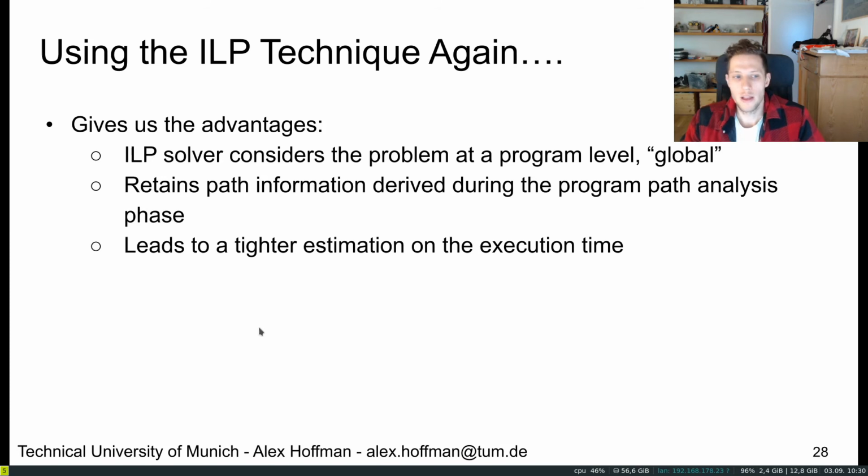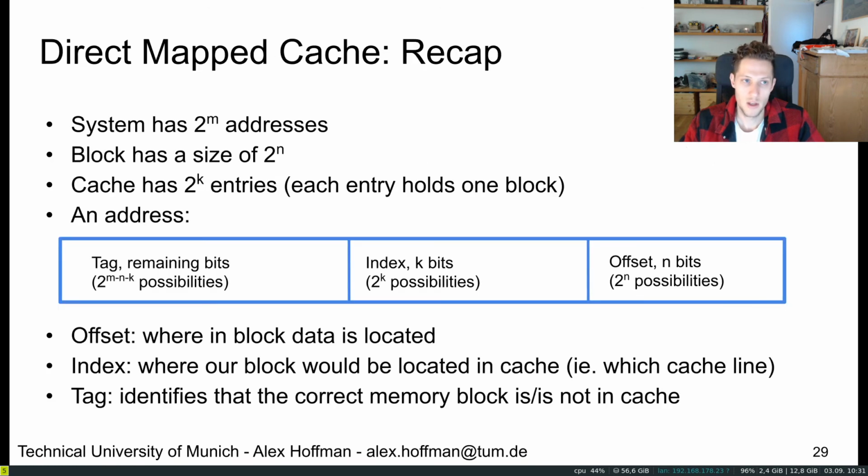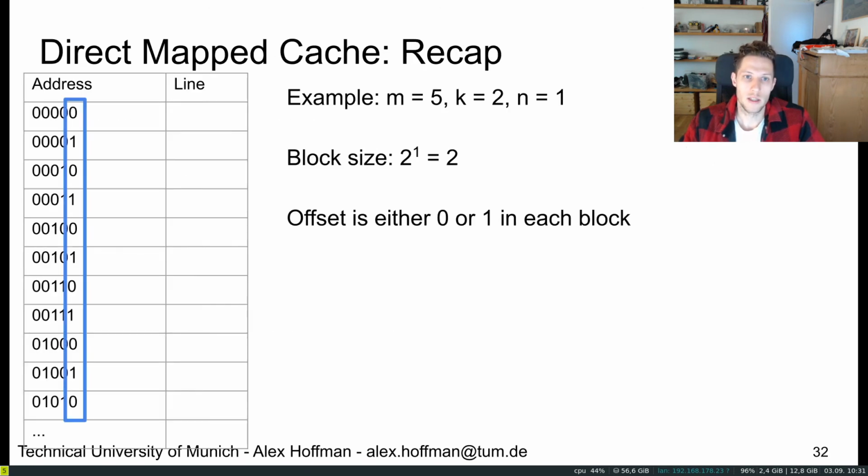And we also retain path information, because this is useful to us, and this is good. It means we're not disregarding important information that we've gotten from the program path analysis, and this will lead to tighter estimations of the execution time, because we're taking these cache hit and cache miss constraints and applying them to known paths of execution through the program. This means that we are really exhausting all of the resources we have available to do this. So we got to this, which we already just went through before.